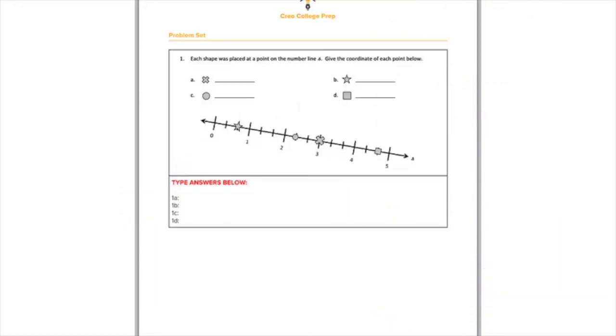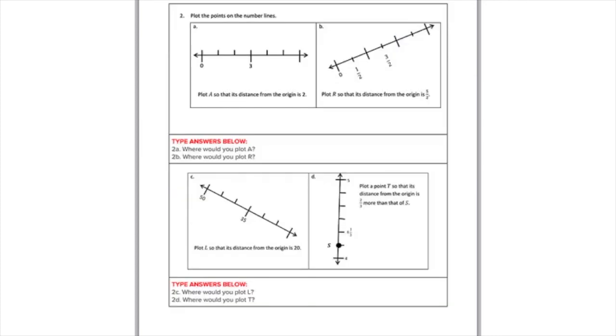When you get to the problem set, you are saying what the coordinate is for each shape at the point on the number line. You can type it in below, or you can write it in if it is on your piece of paper. Moving right along, you're going to need your paper for this one. So for A, it says plot A, so the distance from the origin is 2. Well, it shows you where 0 is, and it shows you where 3 is. So with that information, you should be able to find out where 2 is. Go ahead and mark it.